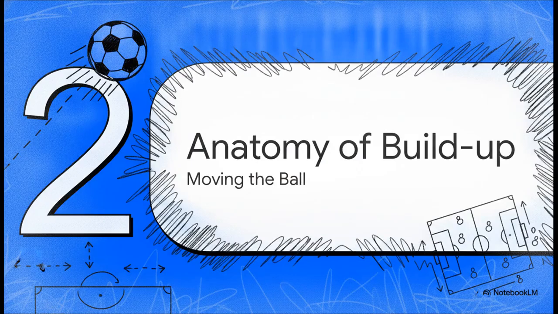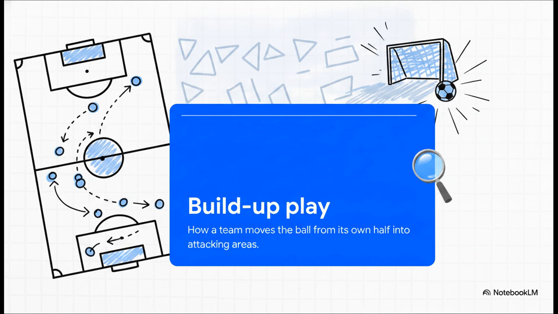Moving on to Section 2, the anatomy of build-up play. Now, what exactly is build-up play? Simply put, it's how a team moves the ball from its own half into attacking areas. And listen, it is never random. It's a calculated, highly deliberate progression of the ball out of your defensive territory right up into the danger zone. It's literally the absolute foundation of modern attacking football.